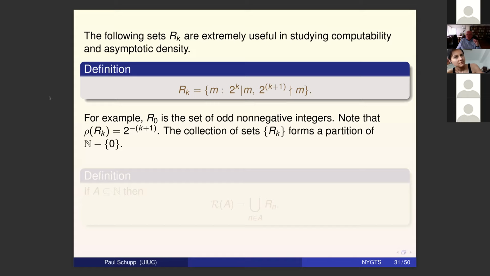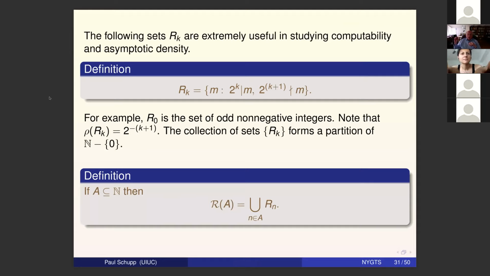But the density of any R_k is 1 over 2^(k+1). And so, of course, these sets form a partition of the natural numbers minus 0. These are so useful, we'll make these an operator too. R(A) is the union over n in A of R_n. So again, we're taking the information about one bit, whether it's in A or not, and spreading it, this time over an infinite set, but this is very different from the I construction.